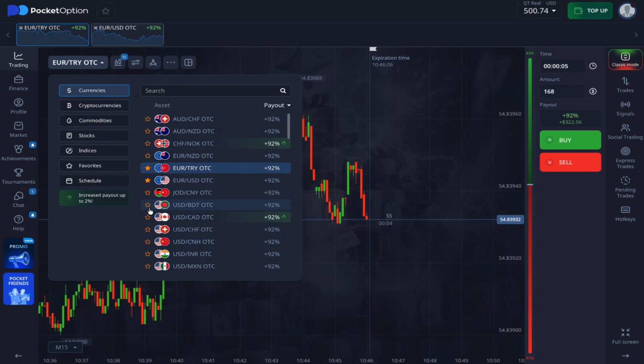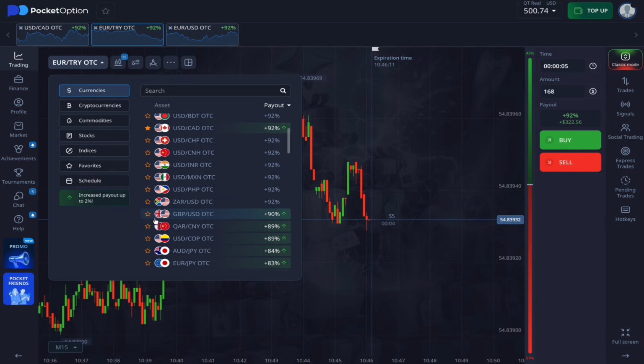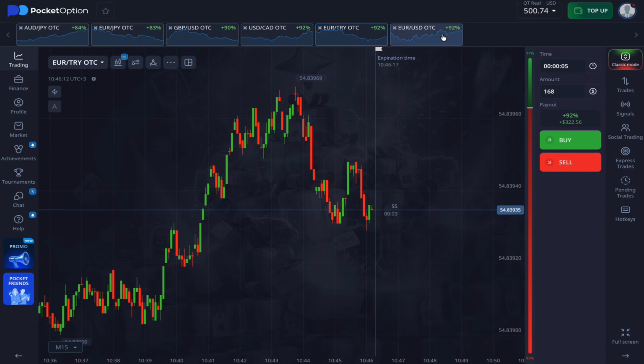In the meantime, I'll turn to the choice of currency pairs. We trade in OTC mode, adding stable currency pairs with increased profitability on this broker to favorites, so we can monitor the returns on these assets. If the yield falls during the trading session, we will change currency pairs to other ones and trade on them instead. I'm switching to Euro-Dollar.